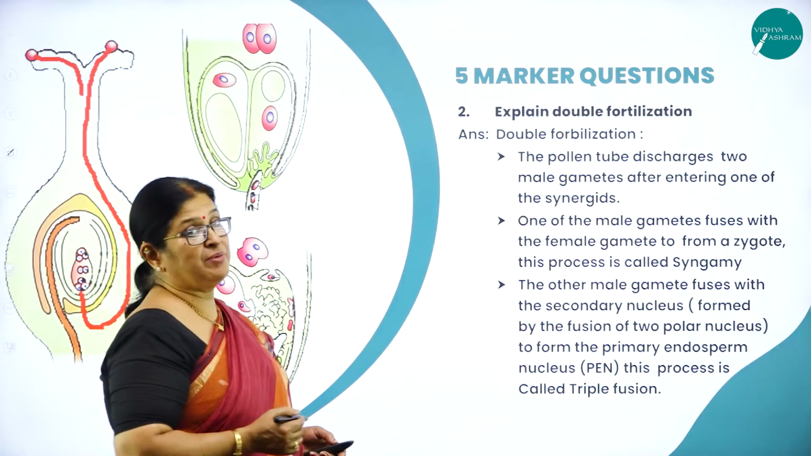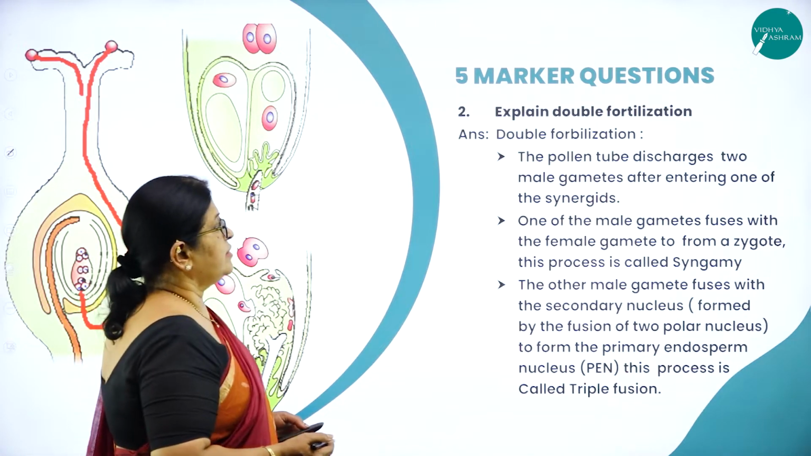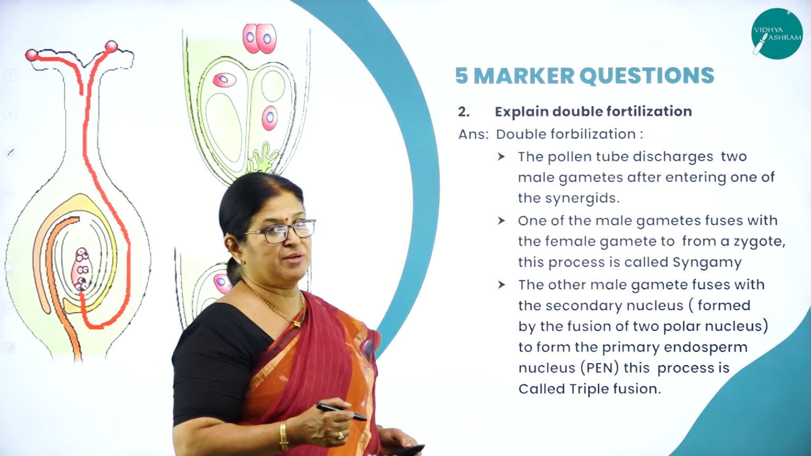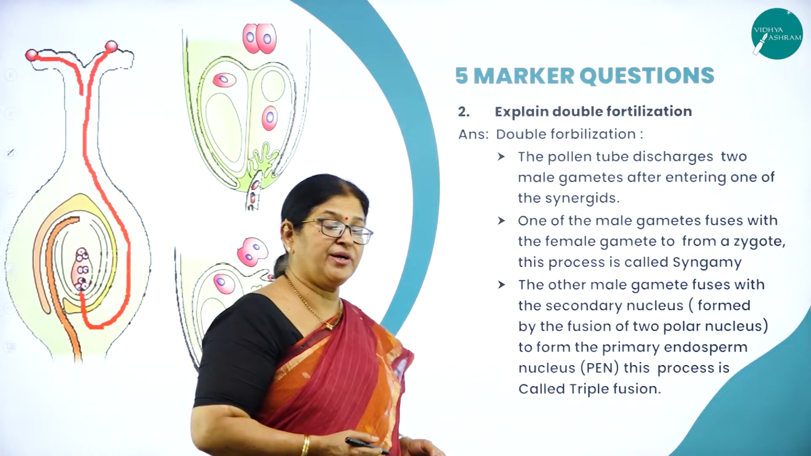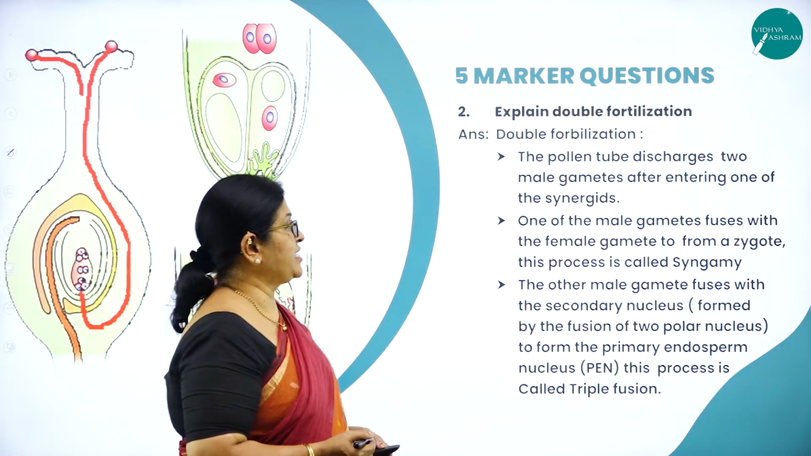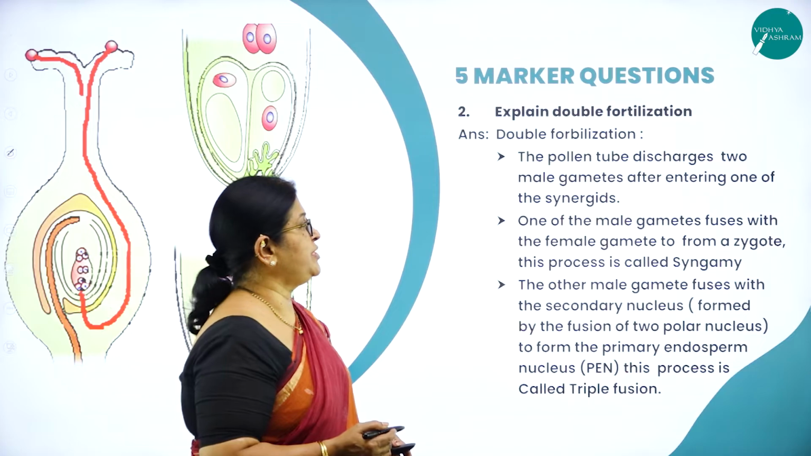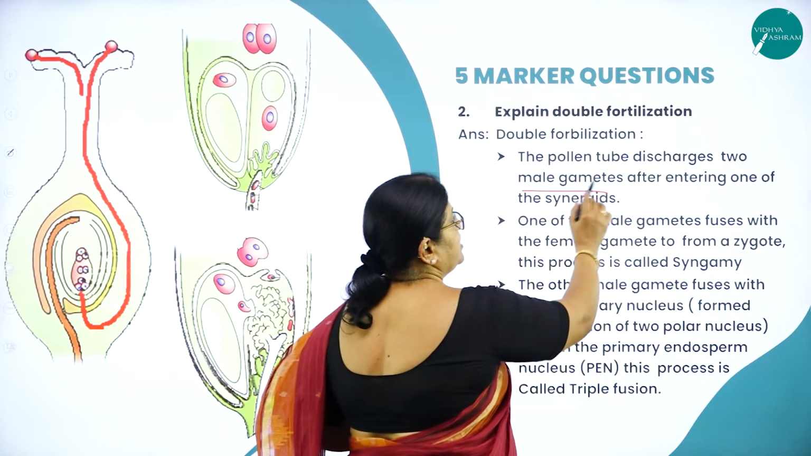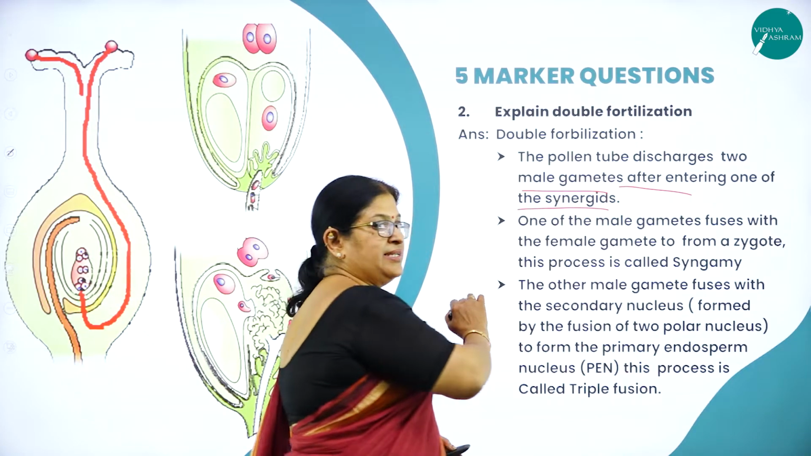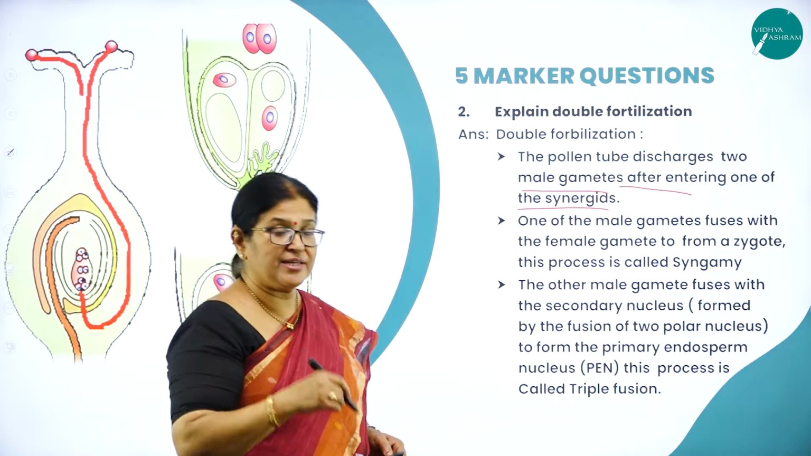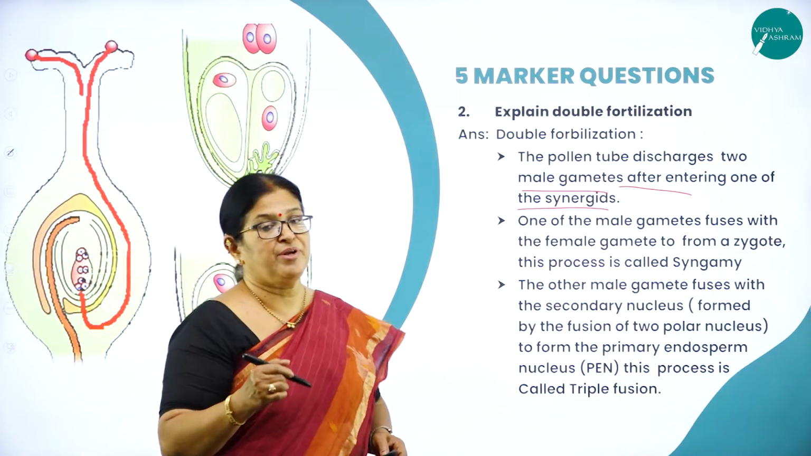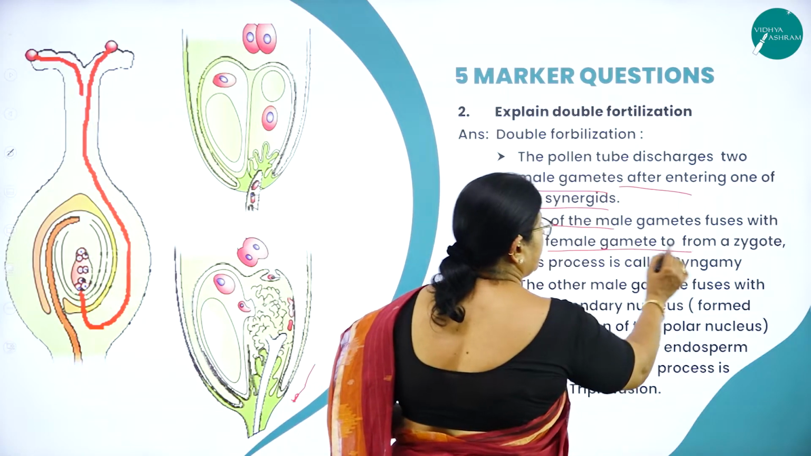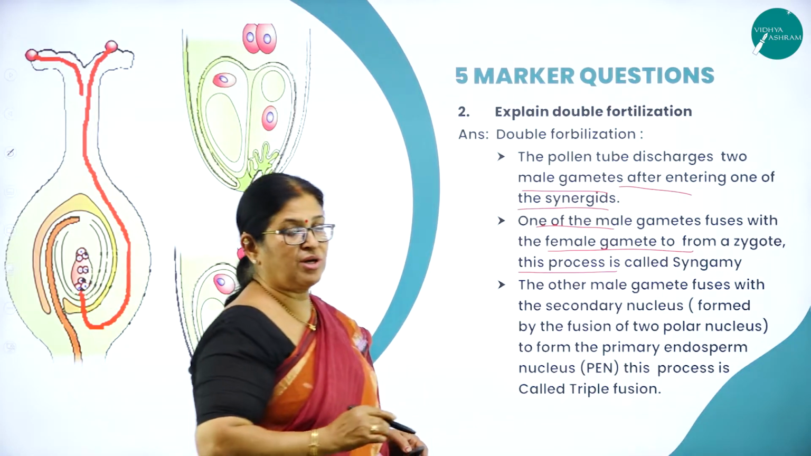Then explain double fertilization. As I said, once the pollen grain comes and lands on the stigmatic surface, there will be a very important event called pollen-pistil interaction. The pollen tube discharges after germination, the pollen tube carries two male gametes, and after entering one of the synergids, one of the male gametes enters the embryo sac through the synergids, and one of the male gametes fuses with the female gamete to form a zygote, and this is called syngamy.